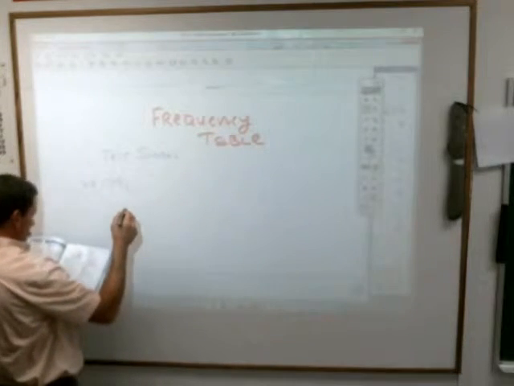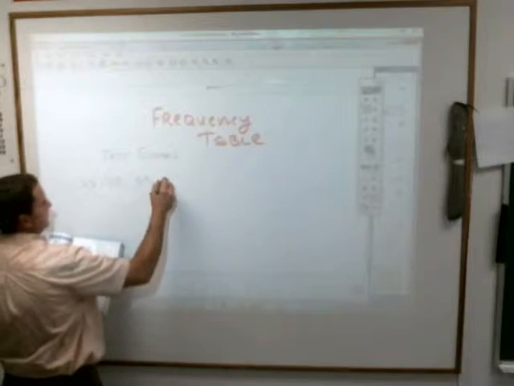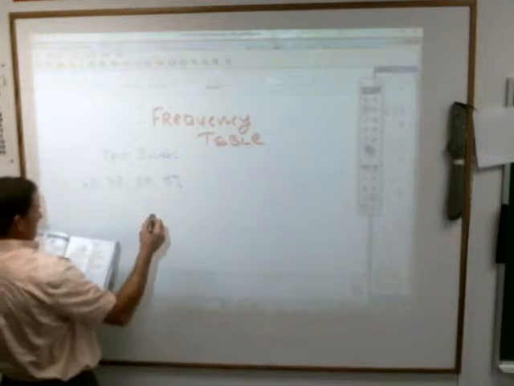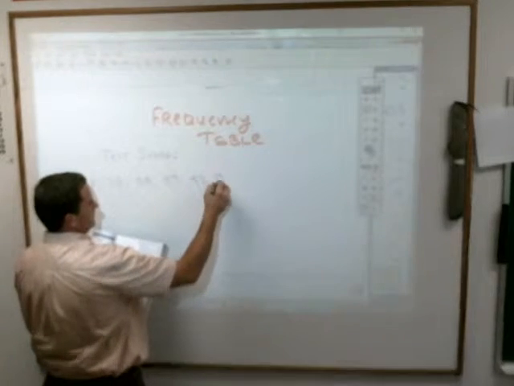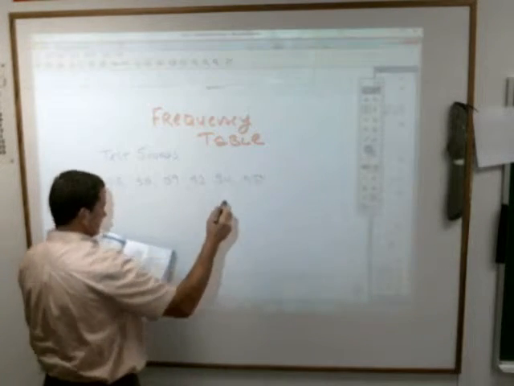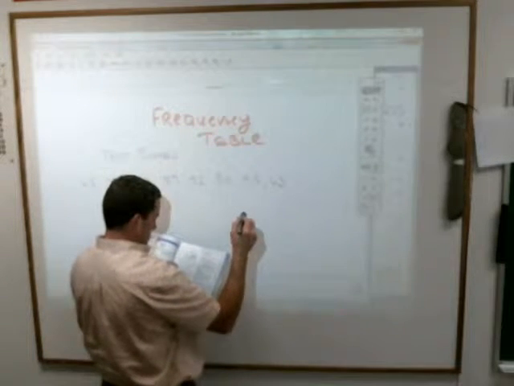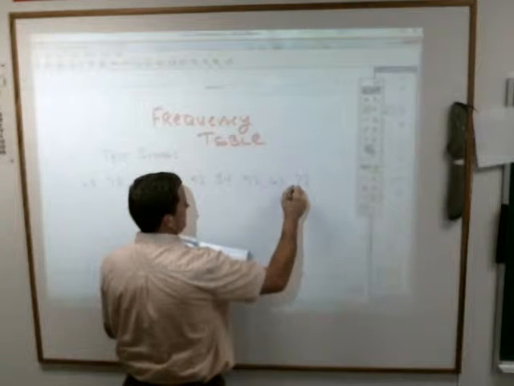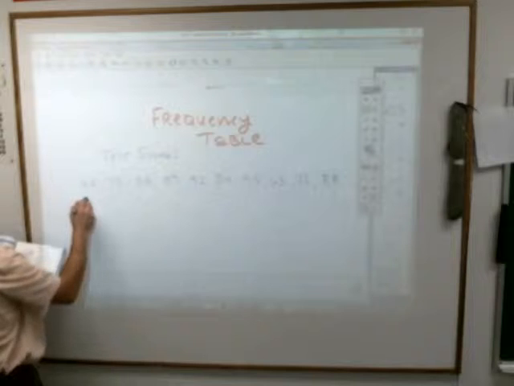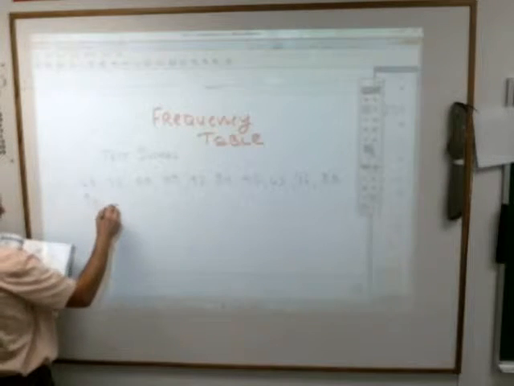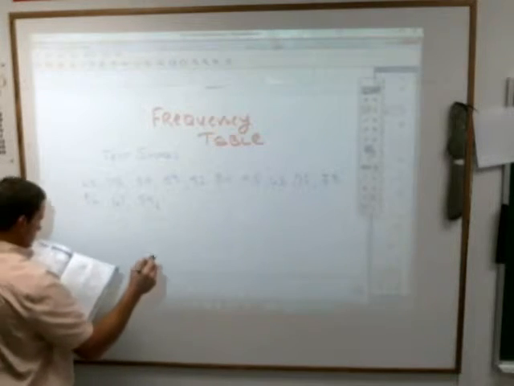75, 58, 89, 92, 84, 95, 63, 78, 88, halfway done, 96, 67, 59, some people didn't do too well, did they?